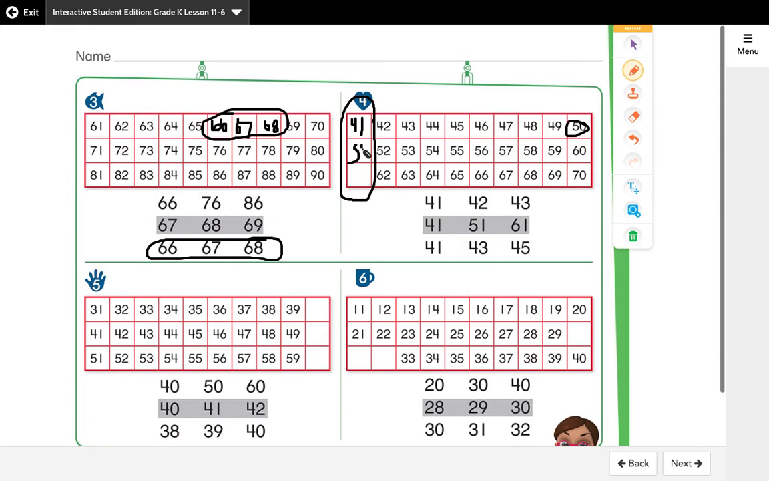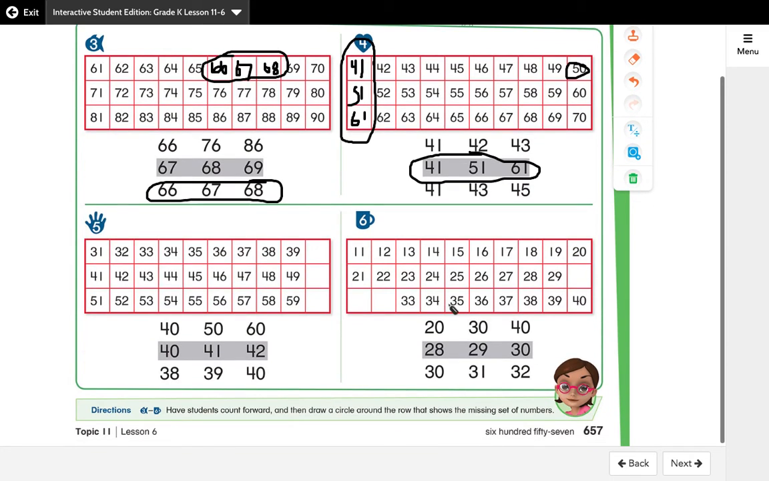Okay? What comes after 60 right here? We should have 61, okay? So let's say those numbers, 41, 51, 61. Okay, so we need to find the matches down here. 41, 51, 61. And just so you know, they colored these gray so that they would be distinguishable from the top row to the bottom row. They didn't want the kids getting those mixed up. Okay, so it's the same thing on 5 and 6.